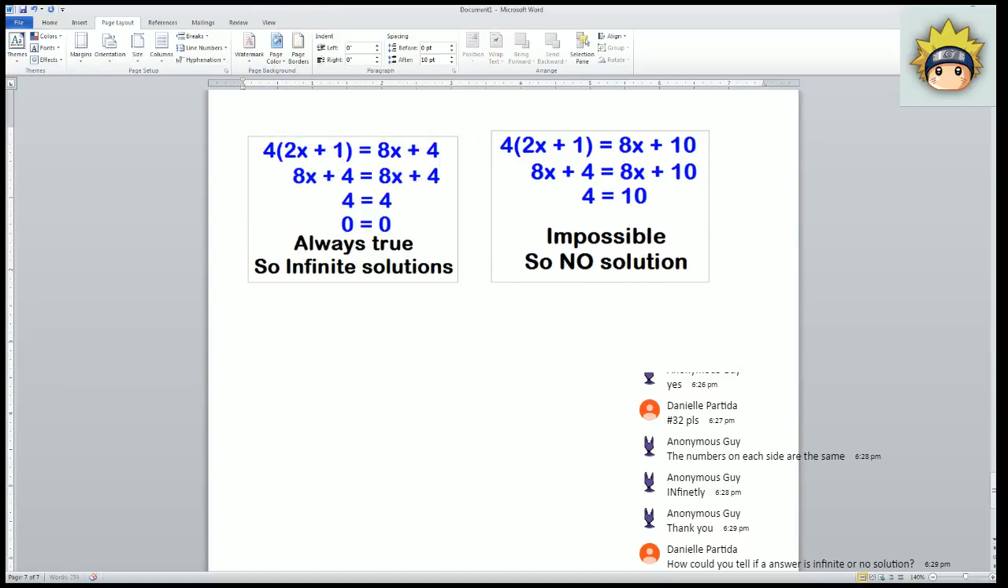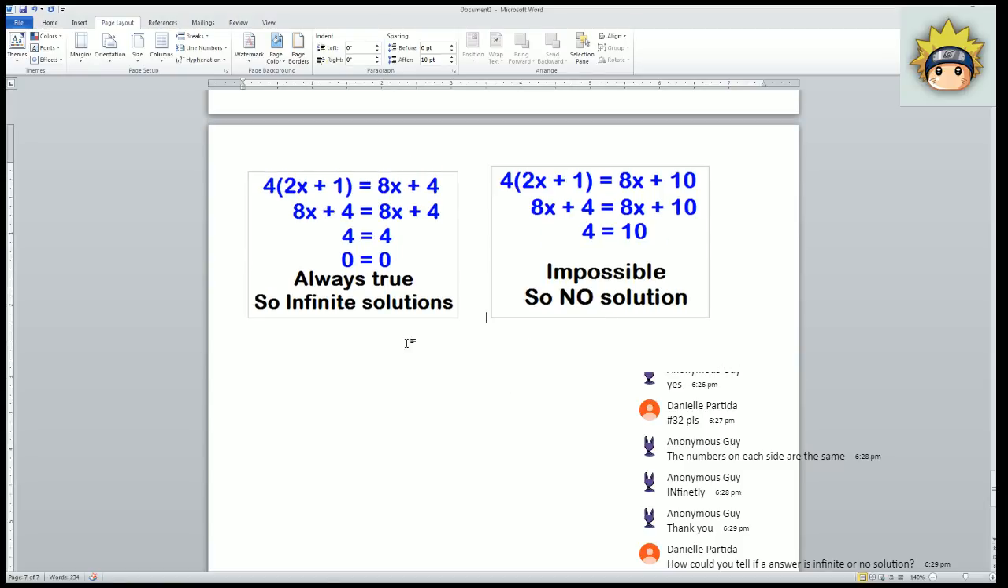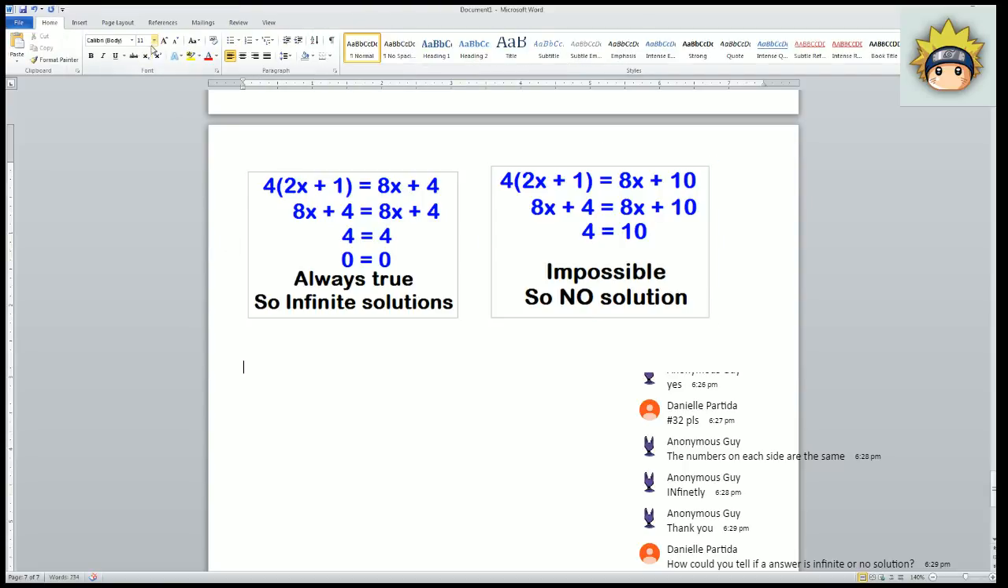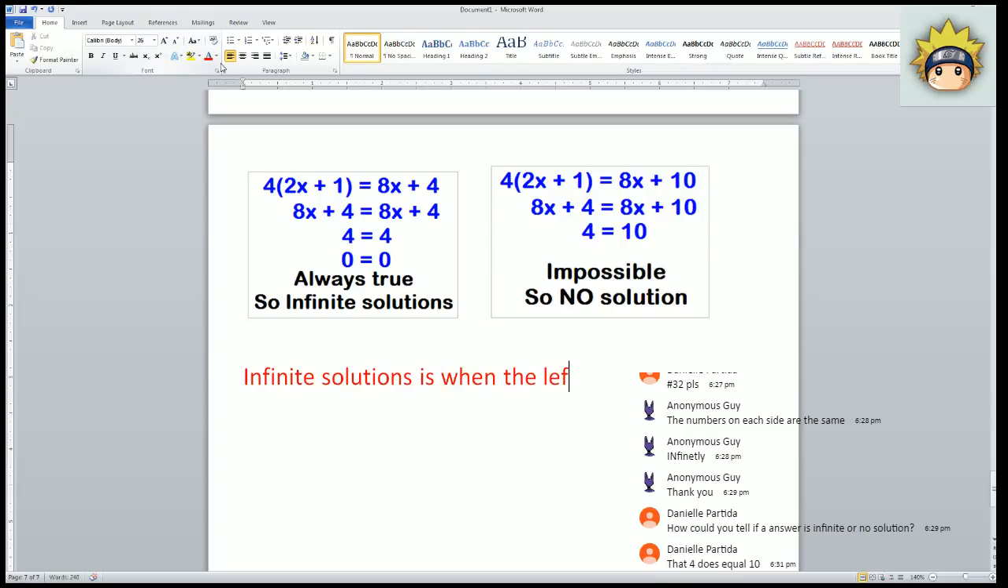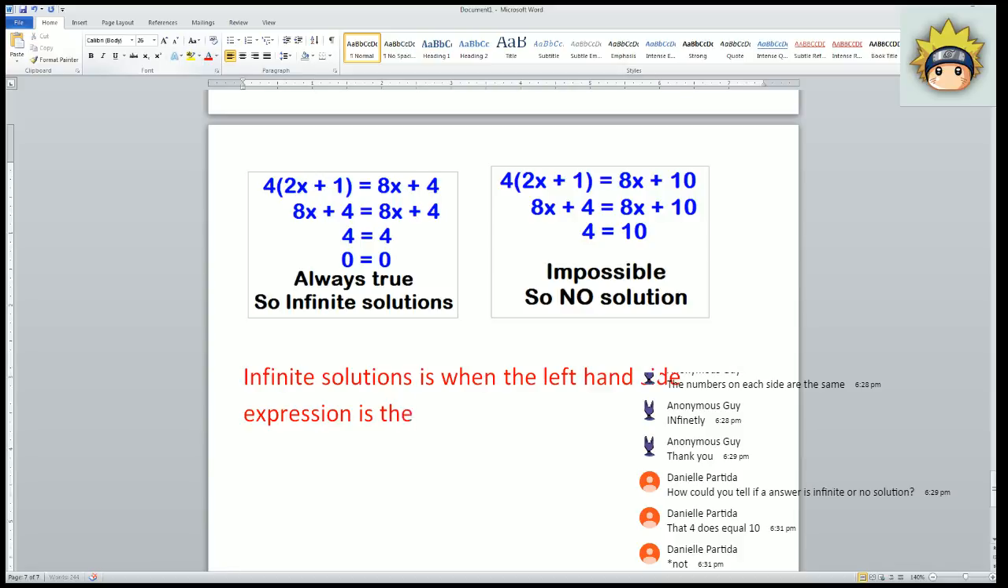Alright, so what do you notice? What do you notice by just looking at it? You should notice that the infinite solution is when the left hand side expression is the same as the right hand side expression. Okay.